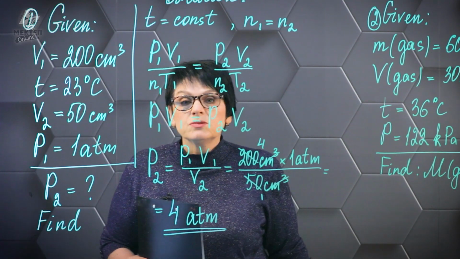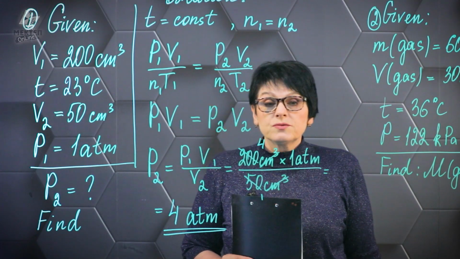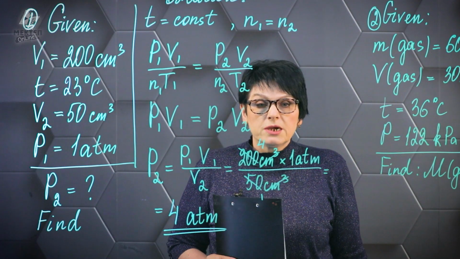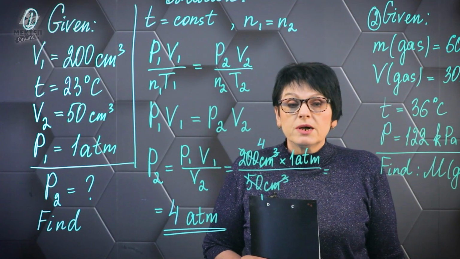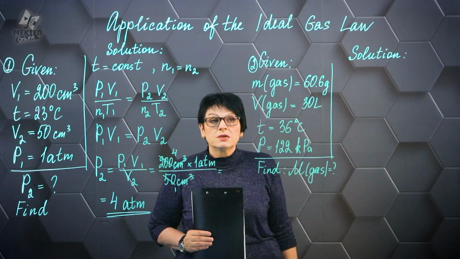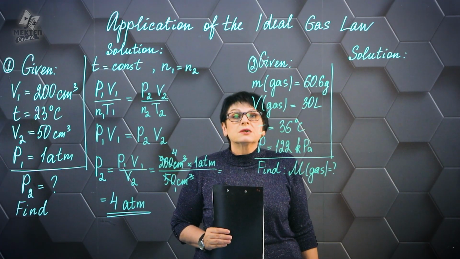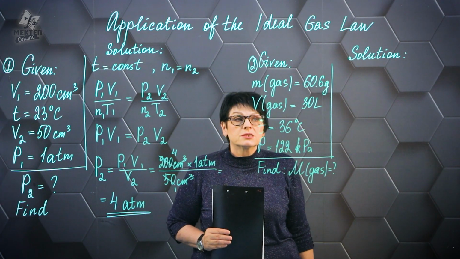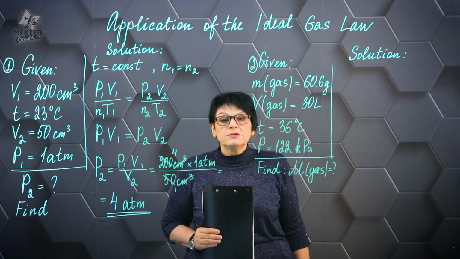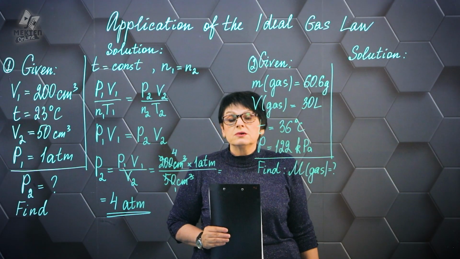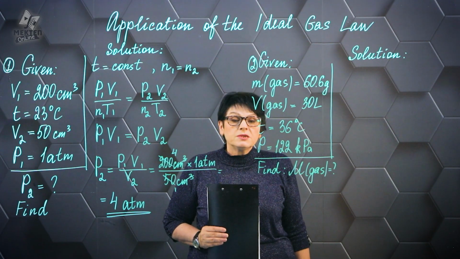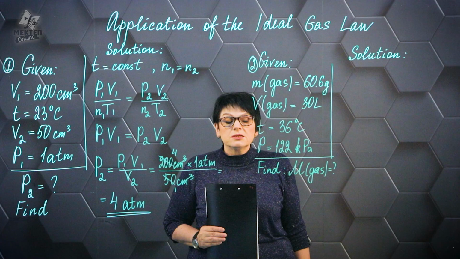The pressure will certainly increase because the smaller the volume, the greater the pressure. There's an inverse correlation. Now, problem number 2. Now let's see what this task tells us. We know the mass of some gas, 60.6 grams. We know the volume of this gas, 30 liters. We know the temperature at which this measurement was made, 36 degrees Celsius, and we know the pressure, 122 kilopascals. What is being asked? They are asking us about the molar mass of our unknown gas.